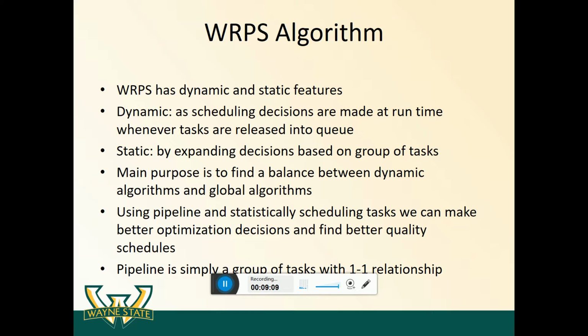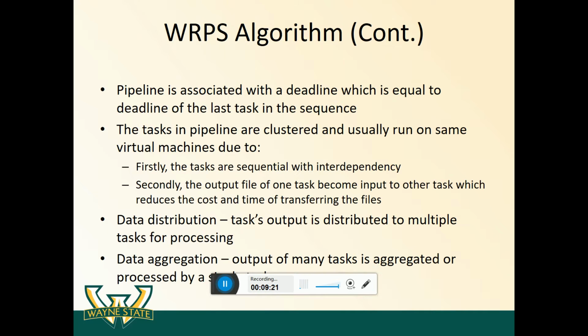A pipeline is simply a group of tasks with a one-to-one relationship. The first task in the pipeline may have more than one parent, but it must only have one child task. A pipeline is associated with a deadline, which is equal to the deadline of the last task in the sequence.